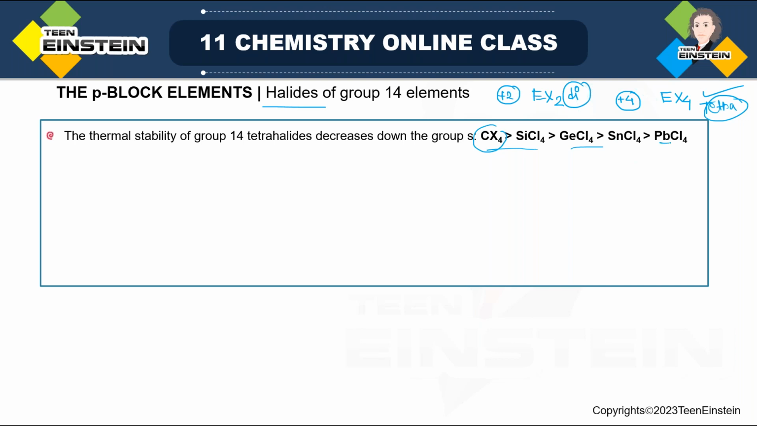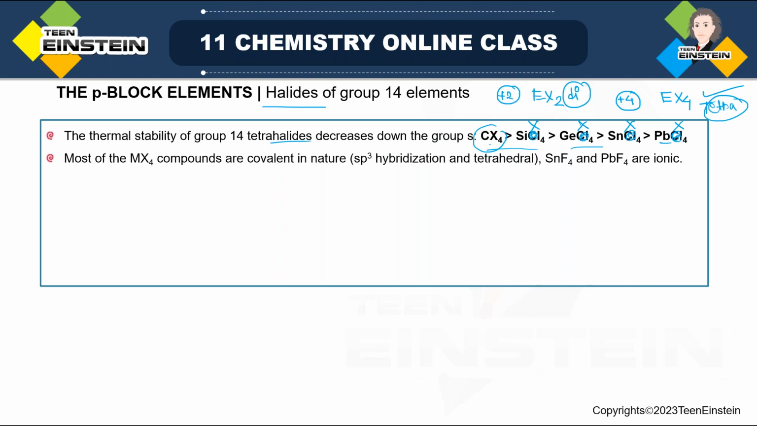Sorry, consider all of this as X. It is not just true for Cl. You can write it for Cl, but as it is mentioned for tetrahalide, we will consider the general one, not specifically tetrachloride. So this is the general way we can express the order. As we move down the group, the size is increasing and the bond distance between the element and the halogen is high, so the bond can be easily broken. So thermal stability is decreasing down the group.